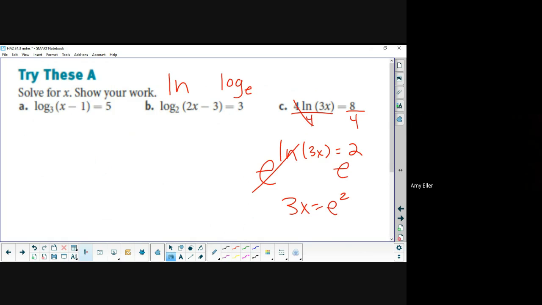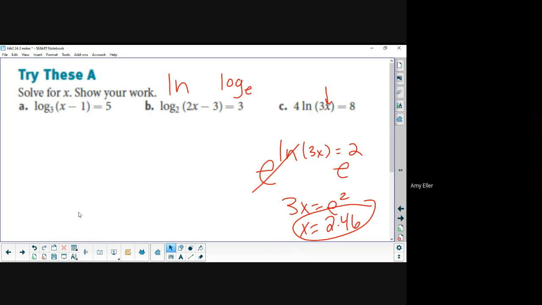I get that decimal and divide it by 3. It doesn't say what to round to, so let's go to hundredths. When I type in my rounded answer, I will not get exactly 8 because my answer is rounded. I will get close to 8, and that's okay. Any questions on A, B, or C?